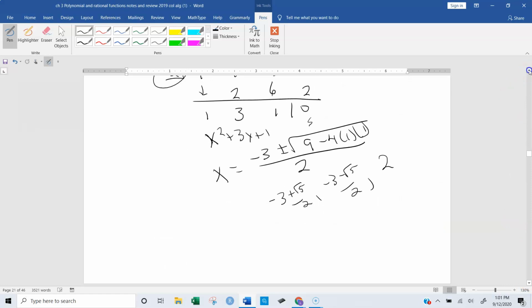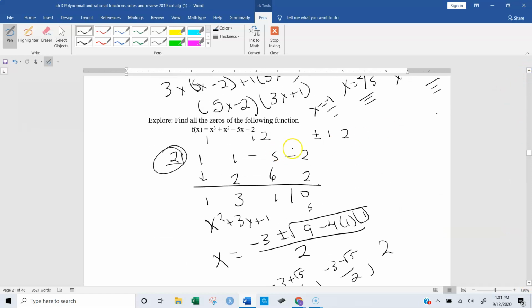All right, when we go through here, its factors are 2 divided by 1, so it's just plus or minus 2. When I plugged it in, I got 2 to work. We did synthetic division. I got x squared plus 3x plus 1. This is not factorable because factors of 1 cannot add to 3. So I use the quadratic formula.